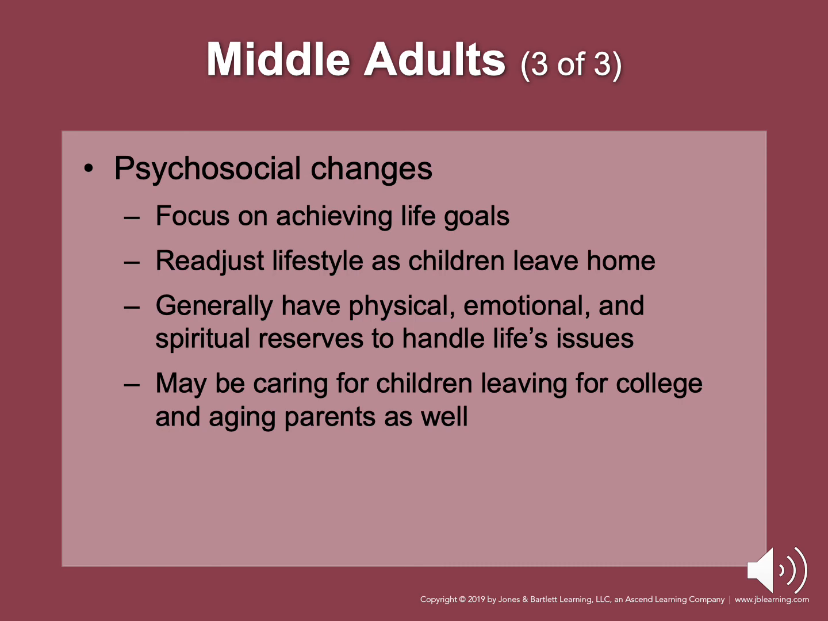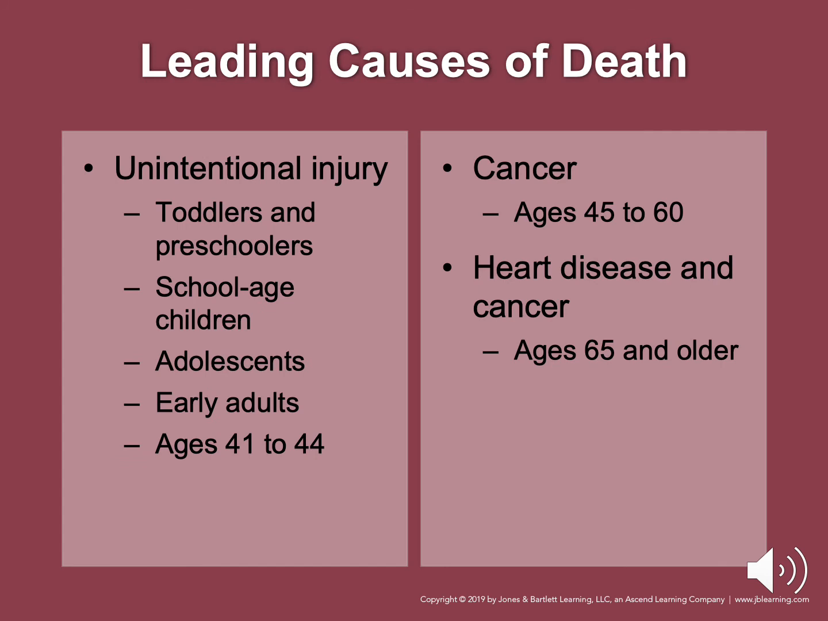So unintentional injuries are the leading cause of death up to about age 44, and then cancer, and then heart disease and cancer. All right, older adults, 61 and older.